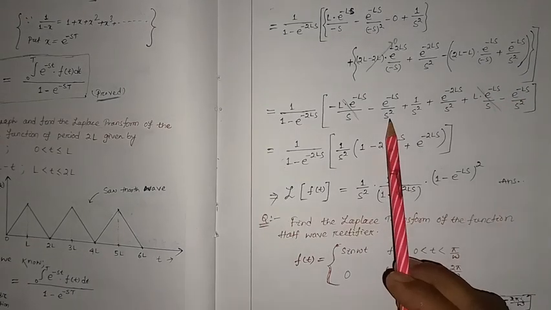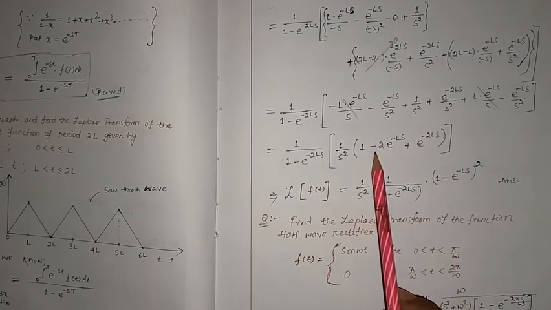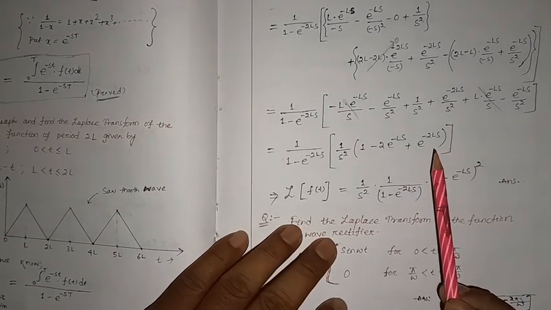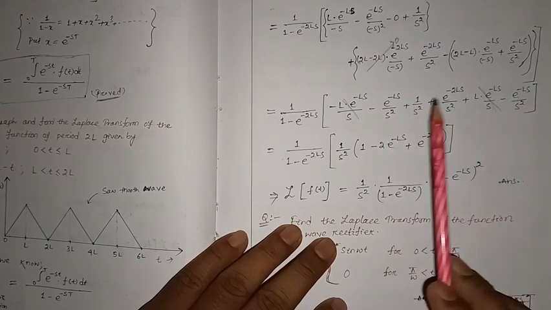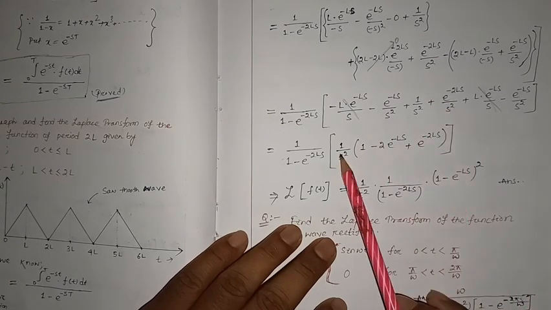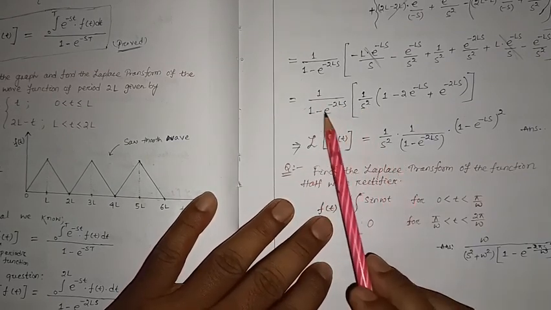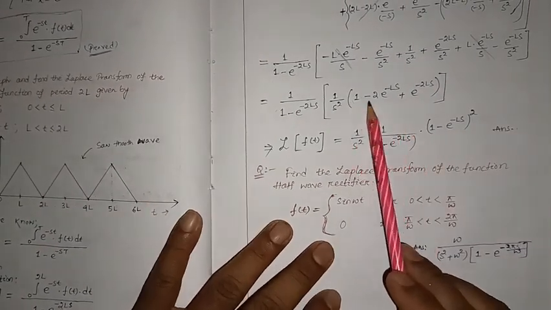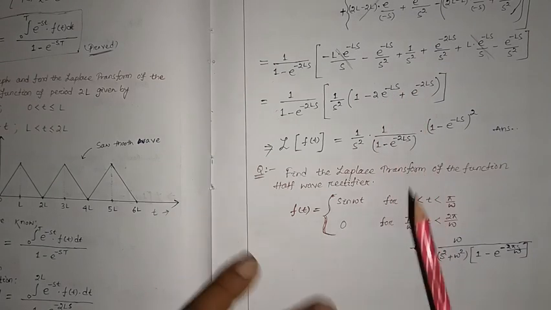We are going to get 1 by s square, taken outside. Here 1 minus, you can see these two terms, this one and this one both are same, so it will be 2 into e to the minus Ls, and this term is nothing but e to the minus 2Ls. 1 by s square is taken outside. So Laplace transform of f of t we found 1 by s square, and into this one, 1 minus e to the minus 2Ls, into this one, 1 minus 2 into e to the minus Ls plus e to the minus 2Ls.